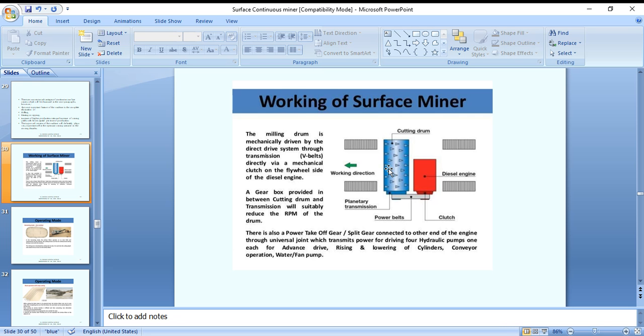The periphery has tungsten carbide bits for cutting hard rocks also. This is the cutting drum, and it is connected with the clutch and the cutting drum motor. The speed can be increased or decreased through the gear mechanism. There is also a diesel engine. This is a planetary transmission system. So the entire surface miner's components can be easily understood by seeing this small picture.